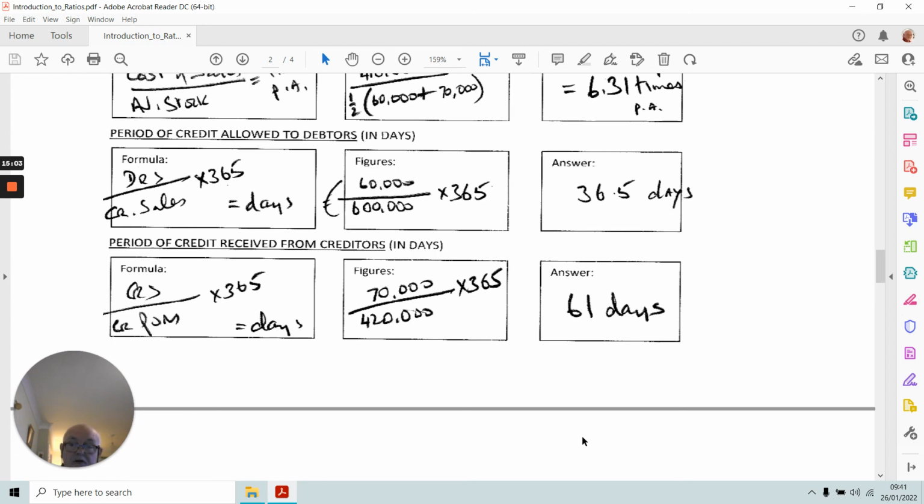Being careful, of course, that you don't take too long to pay your suppliers, and 61 days is a long time, it's over 2 months. You want to be sure to benefit from any discounts they're giving you for paying on time, and you don't want them to be cutting off supply because you're taking too long to pay them. Our multiplier here in both cases is 365 because you're getting the period of credit allowed and received in days. If you want it in months, you simply multiply by 12.